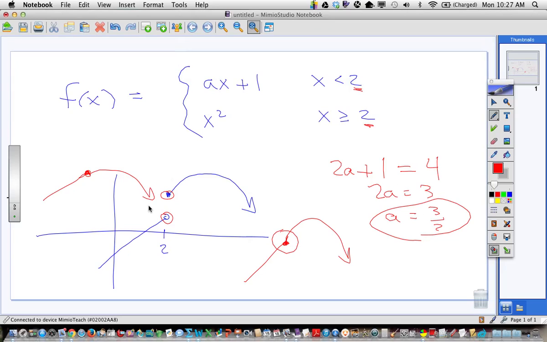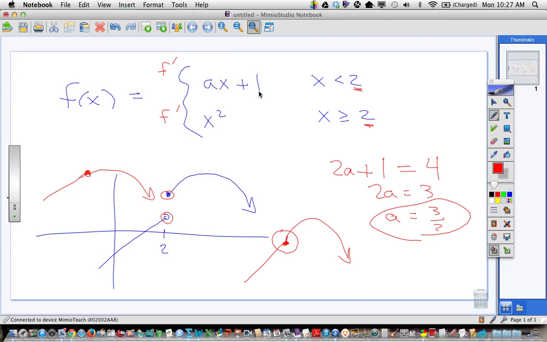To be differentiable, they have to have the same slope when x is 2. And then it'll be smooth. And that's what we mean when we say differentiable: smooth, no sharp, sudden change. So what we need to do is take the derivative of each of these, f prime of each of those, and then plug in a 2. And then those have to be equal.